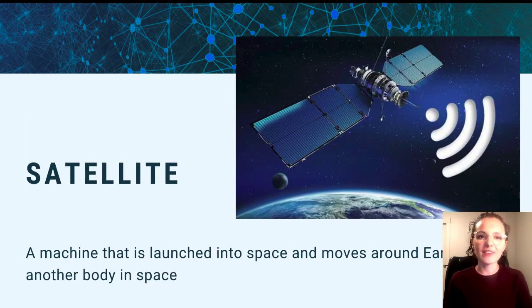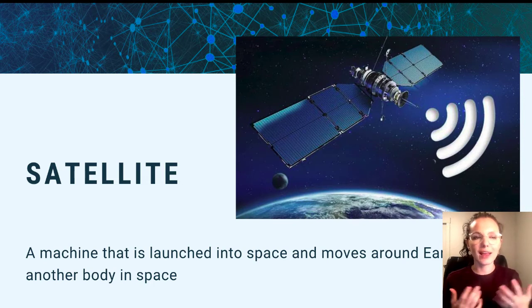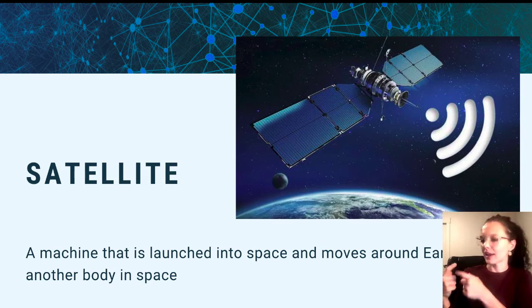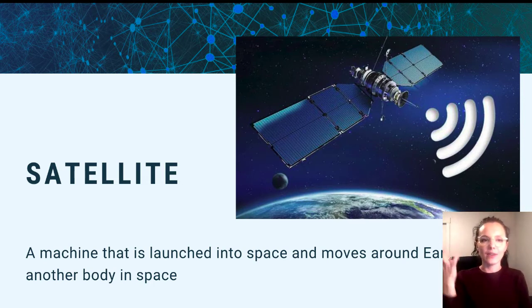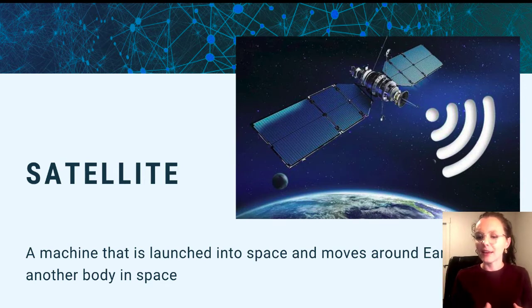And finally, we have satellites. So everybody's heard of broadband. Everybody's heard of satellite internet. Everybody has that friend that has a satellite internet box that they can carry around. They get satellite internet out of it. So a satellite is a machine that is launched into space and moves around Earth or another body of space. That is technically what a satellite is, but we use those to broadcast internet and data and phones. There are lots of different things that we use satellites for, but those are primarily what they are used for.